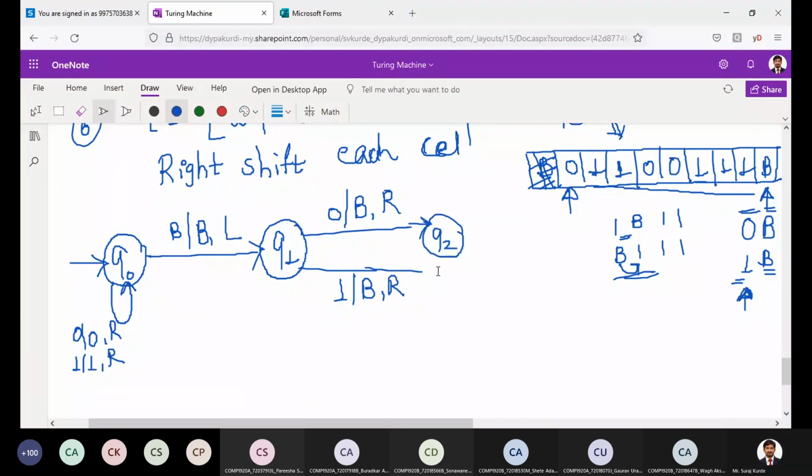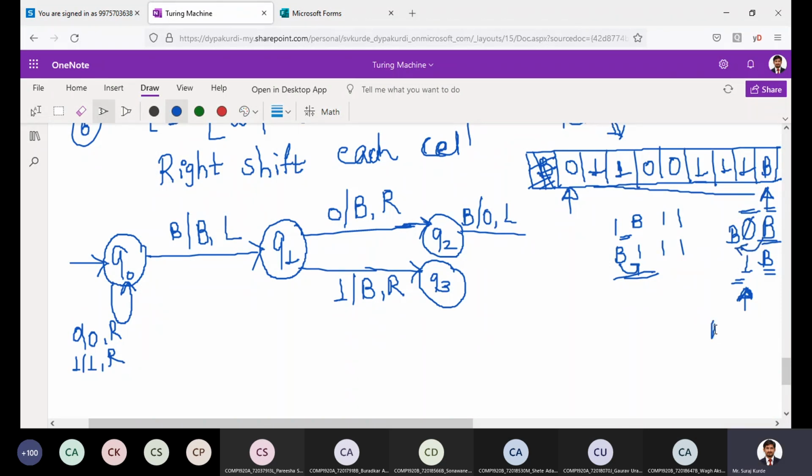Q2. Let's say this is Q3. I cannot have the same state. Then we have replaced this with blank. Go to the right side, we will read blank. Replace with 0. Go to the left. So go to the left, here it comes.